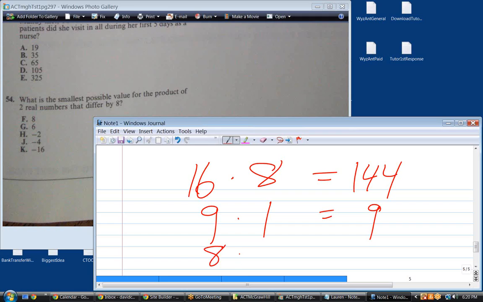Well, what about 8 and 0? That's a difference of 8, and that's equal to 0. Better yet, look at the answers, though. They got negative numbers on there. Negative numbers are smaller than 0.